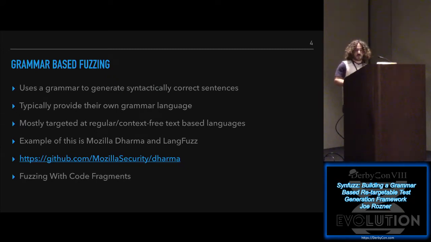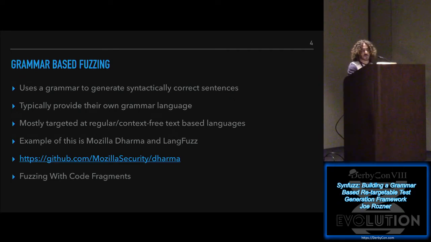Examples of tools that do this are Mozilla Dharma, which is an open source project that they use for testing browsers, so for HTML, CSS, JavaScript. There's also a really great paper called Fuzzing with Code Fragments that introduced a tool called LangFuzz, also out of Mozilla. This is not open source, and as far as I know, it's not available generally. Both are really good places to start looking for more information about how this works.